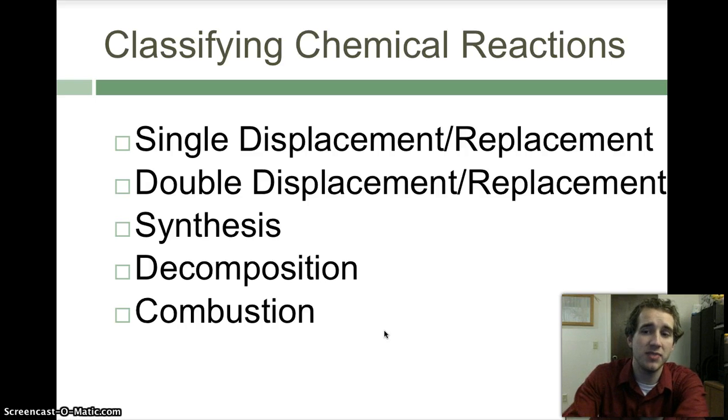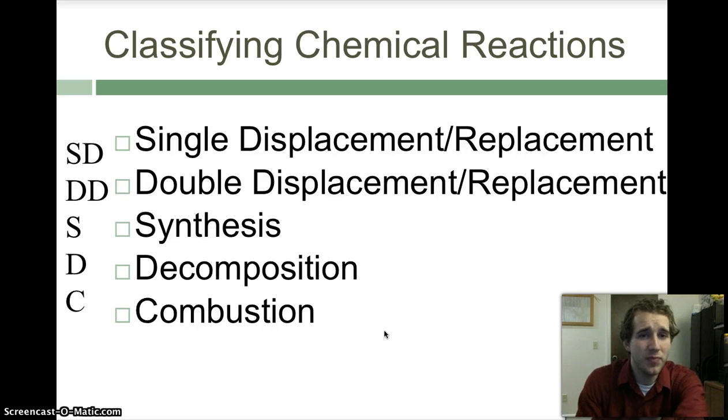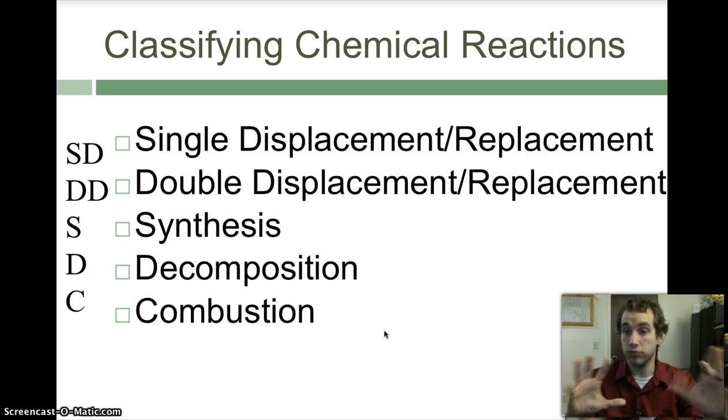Again, that's single displacement, sometimes abbreviated SD, double displacement, sometimes just abbreviated DD, synthesis, abbreviated S, decomposition, abbreviated D, and C, combustion, is our 5th and final type. Now, I really like thinking about these like relationships because there are a couple different types of relationships that you will see, and we can apply those to our chemical reactions.